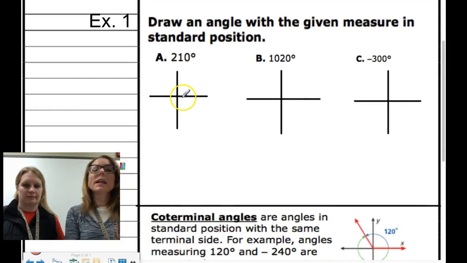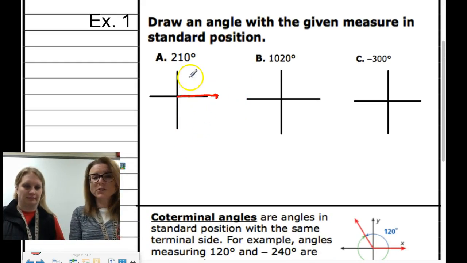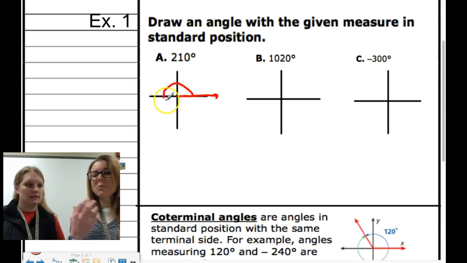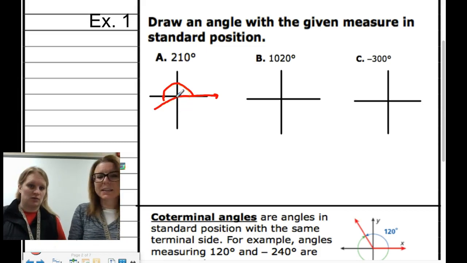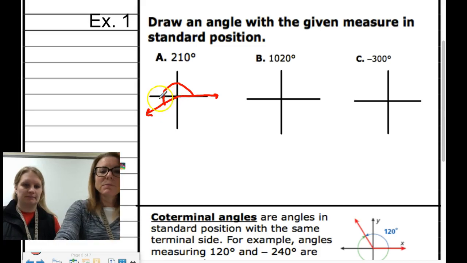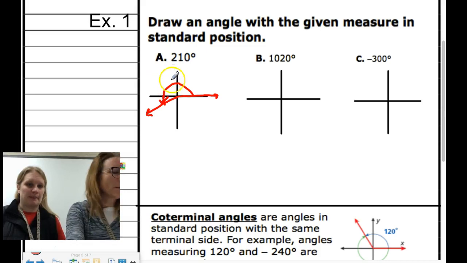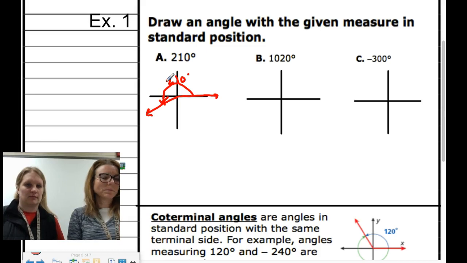So we're going to draw an angle with the given measure in standard position. Here's our initial side, and it's positive. So we go this way. Here, that's 90. Here would be 180. This is more like an estimate. We can't go all the way down, that would be 270, and we only want 210, just about right there. So this angle right here is 210, and I'd write 210 right above there.